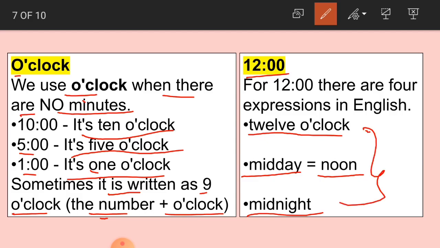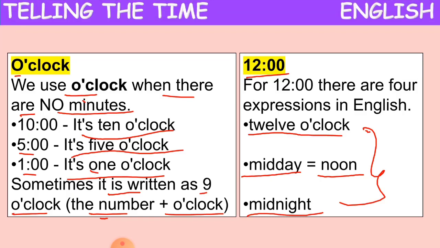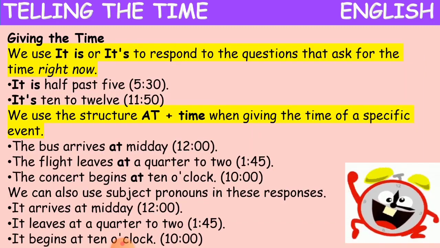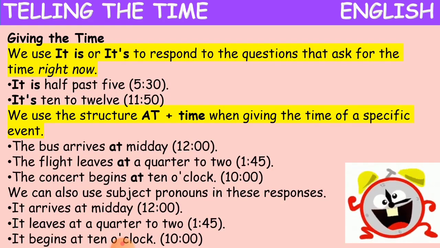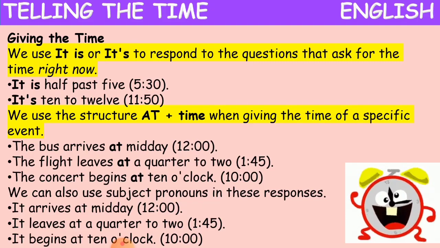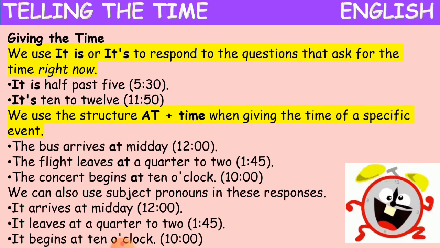It is 12 o'clock. You can also say midday, or you can also say noon, or you can also say midnight according to the time. If it is in the afternoon, you have to say midday. If it is in the night, you have to say midnight. Okay children? Clear?